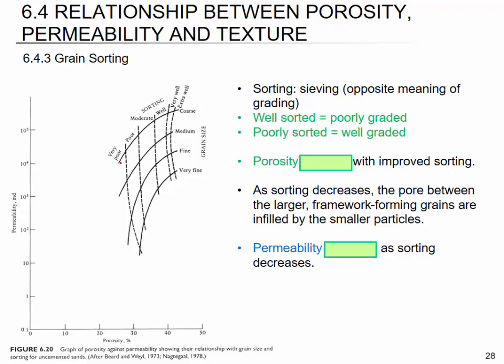Okay? It's the opposite meaning. So when you look at this chart, poorly sorted, which is well graded, you have a broad distribution of the grains, and then permeability is lower than in the well sorted case. So porosity increases with improved sorting, and permeability also decreases as the sorting decreases. It's the same relations. The mechanism is what? If you have a well-graded or poorly sorted rock, then small particles can fit in the large pores, so it decreases the permeability, right? Which may be confusing because of the different terminology, but the sorting is opposite to the grading.